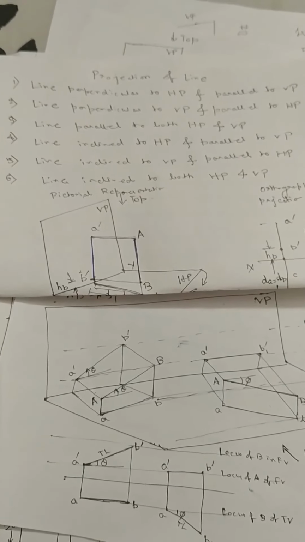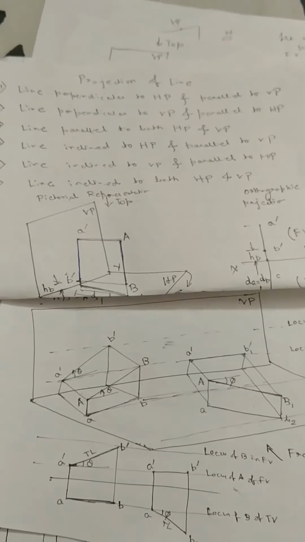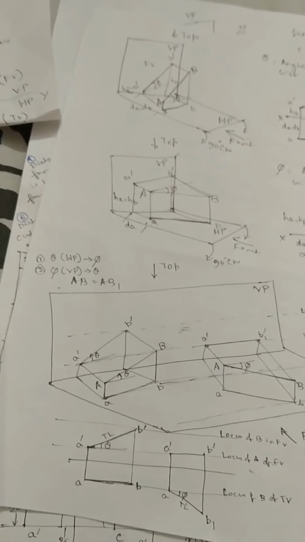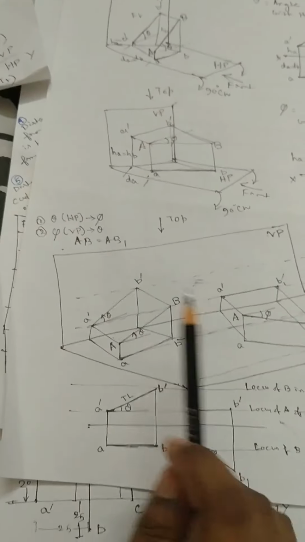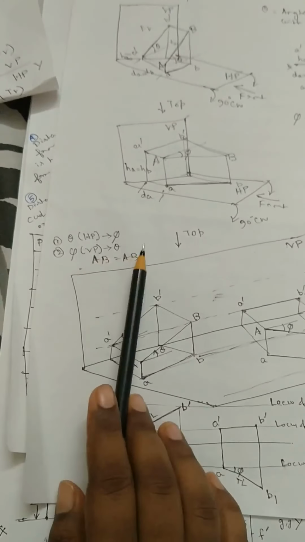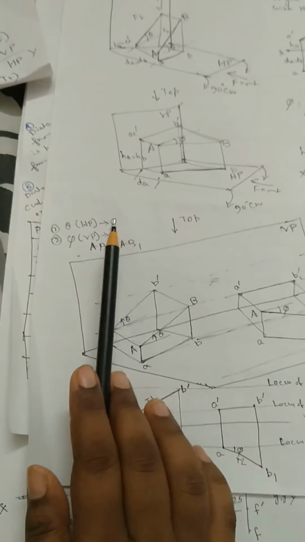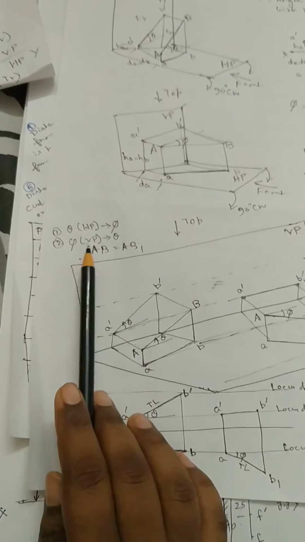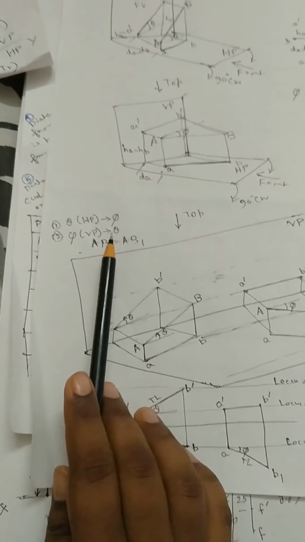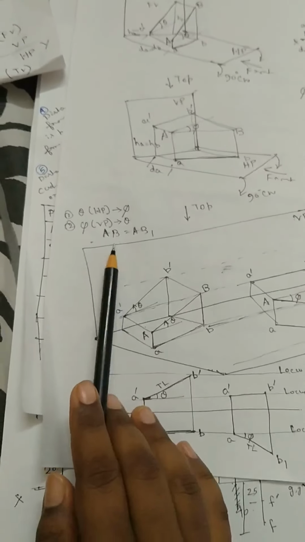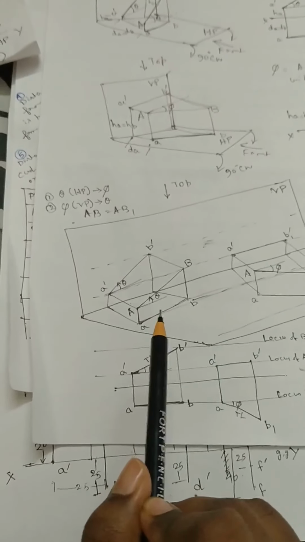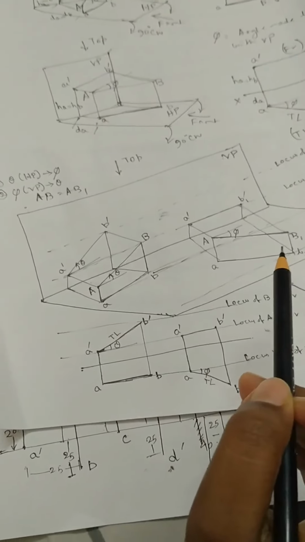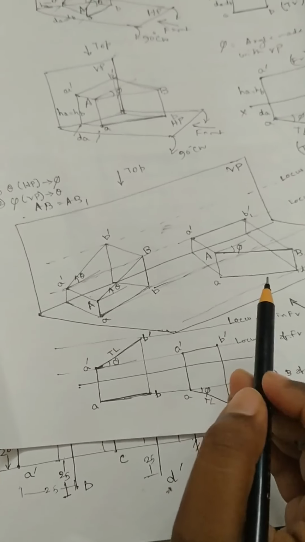Now we are going to discuss the last case, the line inclined to both HP and VP. I have already drawn the fourth and fifth cases again in the same plane to show you how phi is automatically inclined to theta and theta is automatically inclined to phi, and AB equal to AB1. Here AB is coming from your fourth case and AB1 is coming from your fifth case.